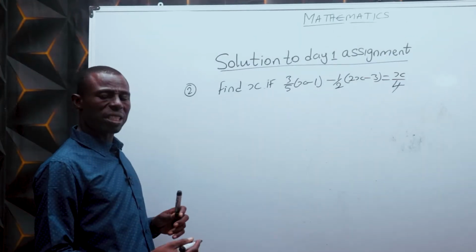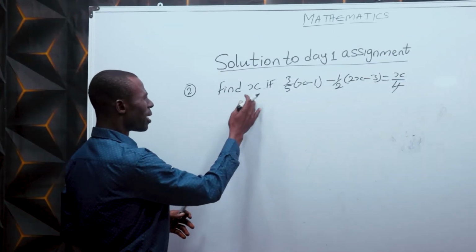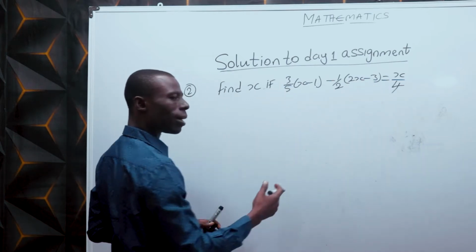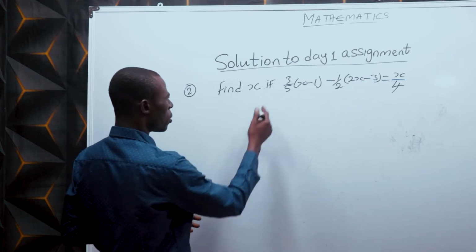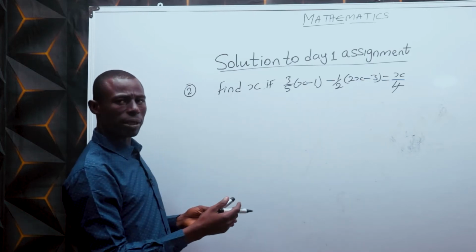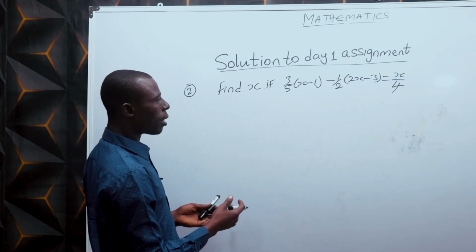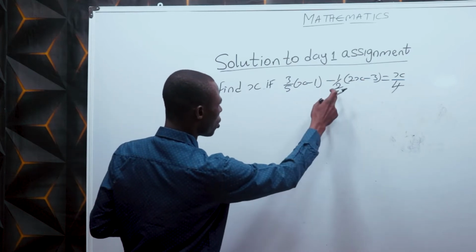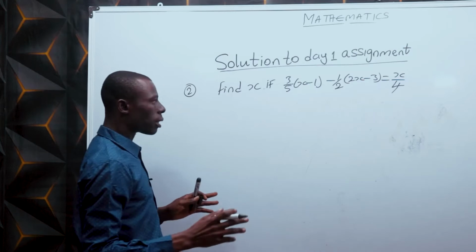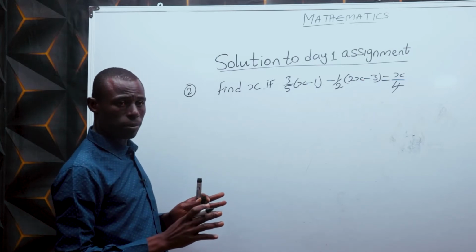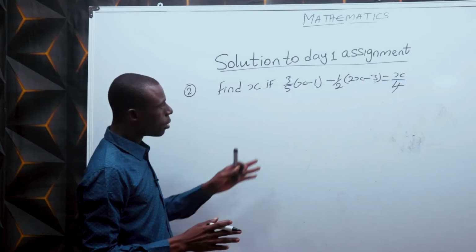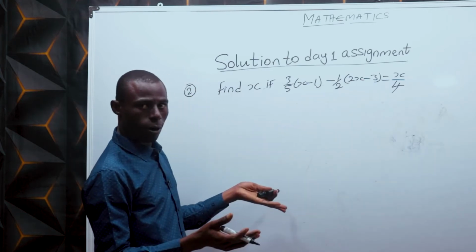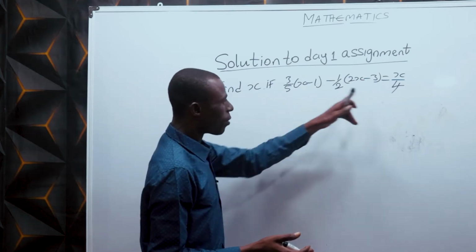Solution to question 2 in the assignment. Find x if 3 over 5 into (x minus 1) minus 1 over 2 into (2x minus 3) is equal to x over 4. The first thing is to take the LCM, as usual, and use it to clear the fraction. The LCM of 5, 2, and 4 is 20. I hope you understand why. LCM of 2 and 4 is 4. So LCM of 5 and 4 is 20.